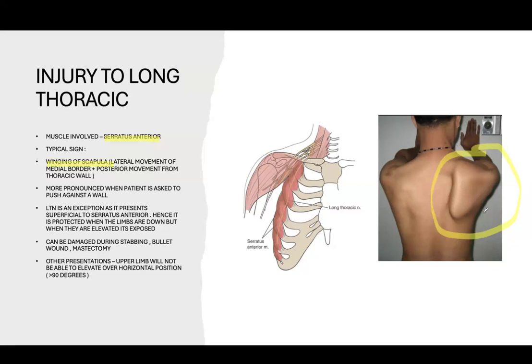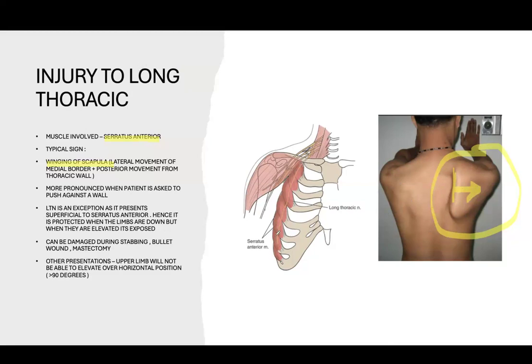And it happens when the medial border, which is this border of the scapula, moves laterally, or the scapula is usually sitting on the thoracic wall. If it moves posteriorly and bulges out like this, that could cause winging of the scapula. It's more pronounced when the patient is asked to push against the wall, like he's doing in this picture. And the nerve involved is obviously the long thoracic.